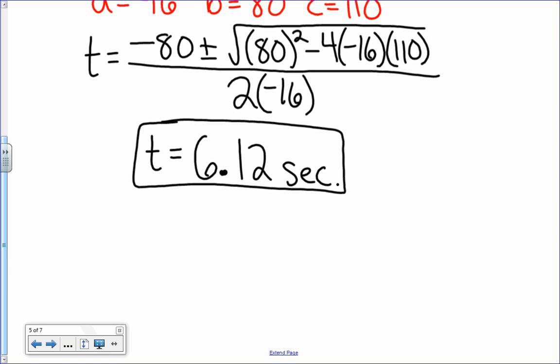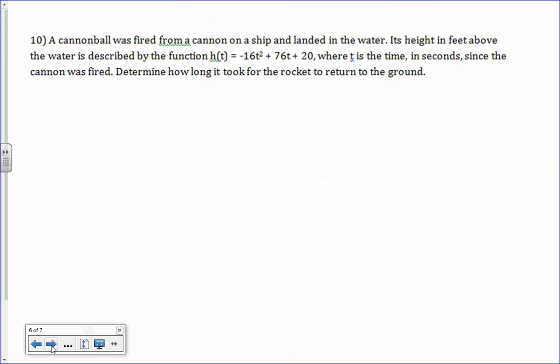All right, let's move to number 10. When you look at number 10, it says a cannonball was fired from a cannon on a ship and landed in the water, so obviously it makes a parabola. Its height is described by the function h of t equals negative 16t squared plus 76t plus 20. T is the time in seconds since the cannon was fired. Determine how long it took for the rocket, or the cannonball in this case, to return or hit the water.